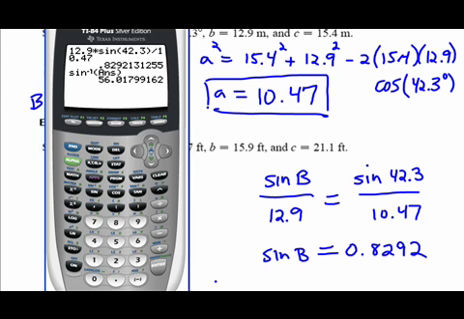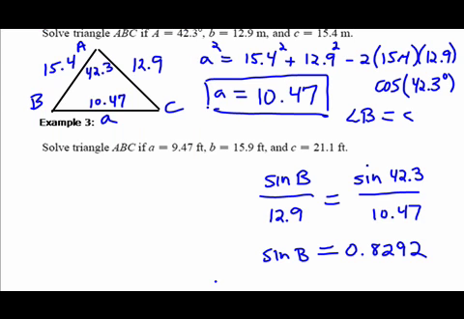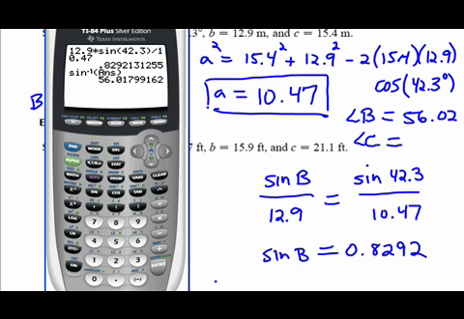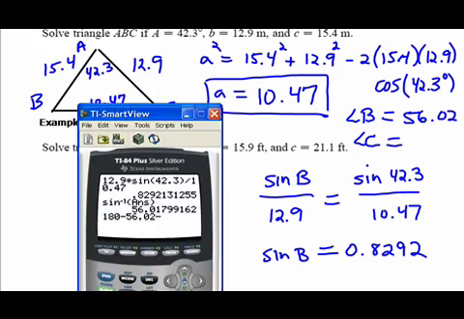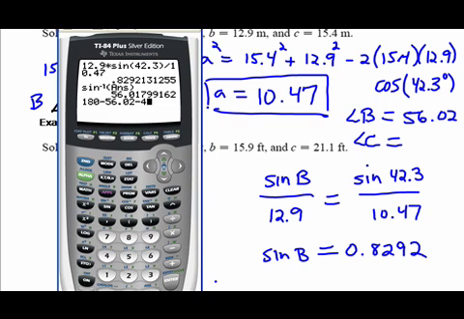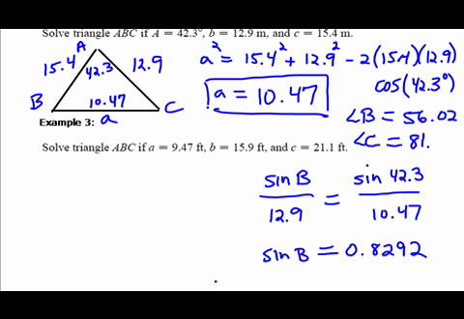So angle B, 56.02. One more angle to find. Now we'll just subtract off 180. 180 minus previous angle, 56.02, minus original angle, 42.3, gives us our final angle, 81.68. So there are the remaining sides and angles.